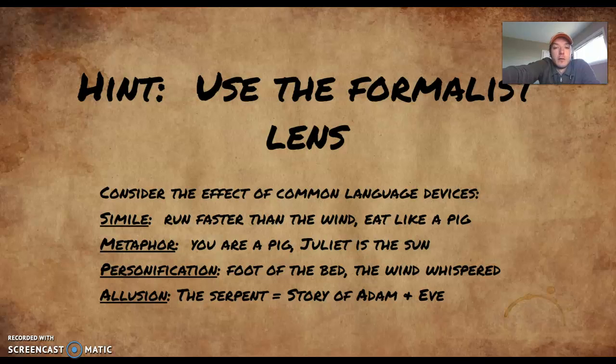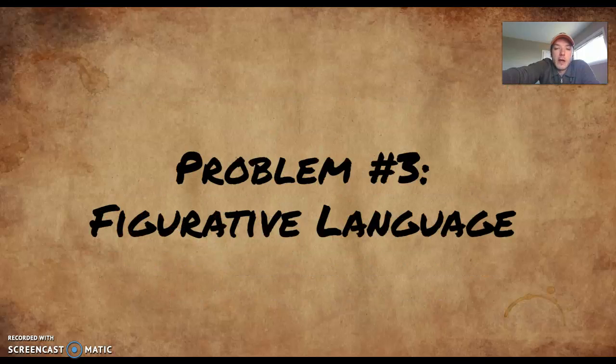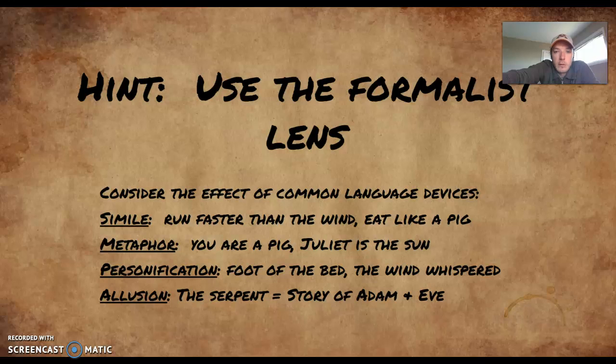So, whenever we're talking about figurative language, remember figurative language is symbolism, metaphor, simile, all that stuff. So, hint: when we're using the formalist lens, consider the effect of common language devices like simile, metaphor, personification, and allusion. All of these pop up in Shakespeare. Allusions pop up a lot. Remember, those are a reference to a well-known piece of art or media.